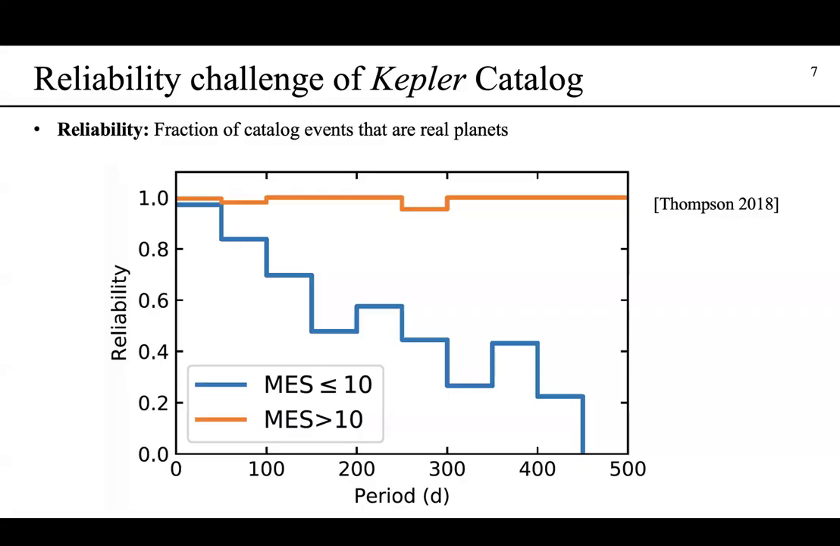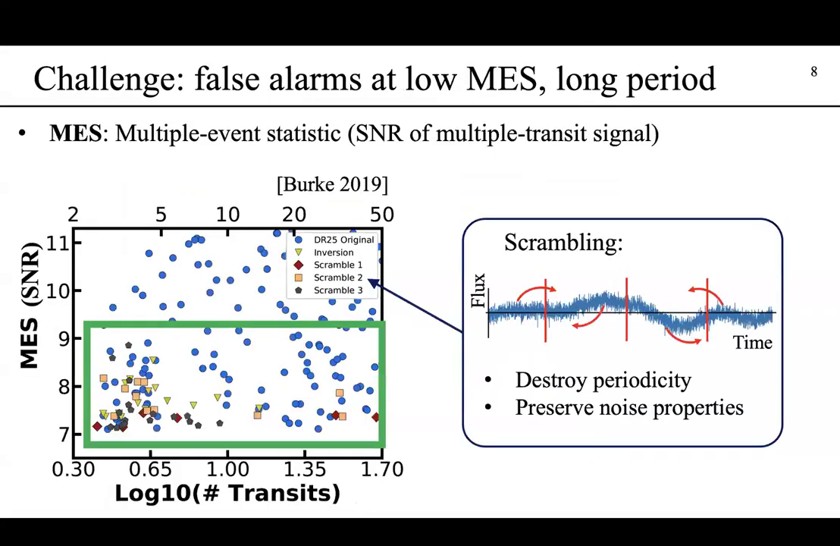So for above 10, the reliability is basically 1. Whatever gets into the catalog is a good planet. But when it gets smaller than 10, basically it drops as a function of period. And for our long periods, more than 100 days, it gets less than a half. So when you get your catalog, probably more than a half of your catalog are false alarms and not real planets. And then, of course, it is very hard to do population analysis out of this.